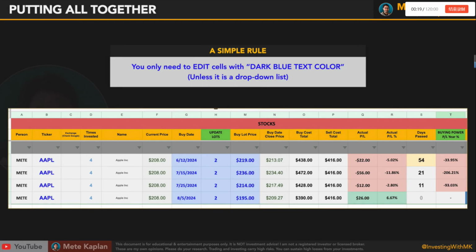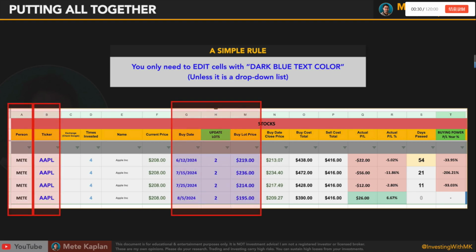Let's slowly warm up how to use the Google Sheets and the Working Agents engine. First of all, I have a really simple rule here. In my Excel or Google Sheet files, you only need to edit the text with dark blue bold colors, as you can see on the screen. Please do not touch the rest unless it is a drop-down list or a label. Also, you can change the labels, of course. I put my name here, you can change it to your own name.